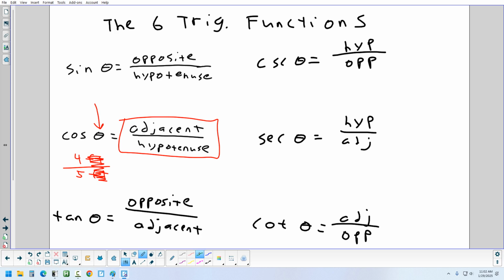Now, one way you can remember, if you've seen this before, SOH CAH TOA. Anybody seen that before? It just stands for sine is opposite over hypotenuse, cosine is adjacent over hypotenuse, and tangent is opposite over adjacent.